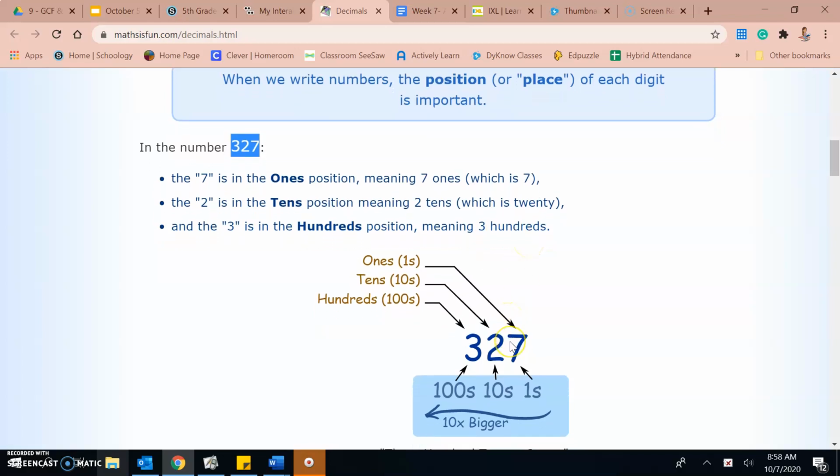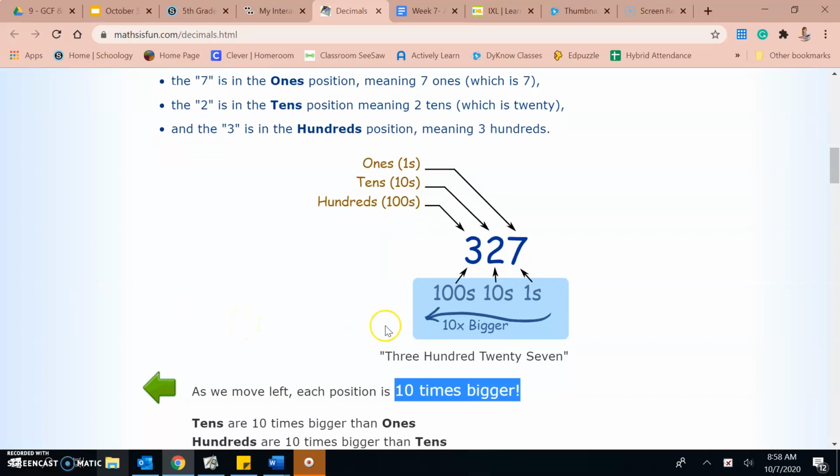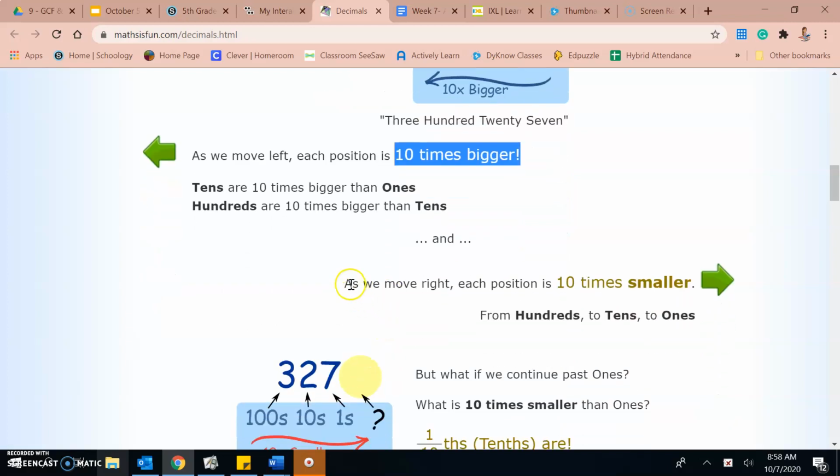So as we move to the left, you notice each position gets 10 times bigger. Starts with 1, times 10 is 10, times 10 is 100, and if we kept going larger, we would go to thousands, 10,000s, 100,000s, and we would continue going larger. So to the left is always larger. But when we involve a decimal point, when we move to the right of the decimal point, it's actually getting 10 times smaller.